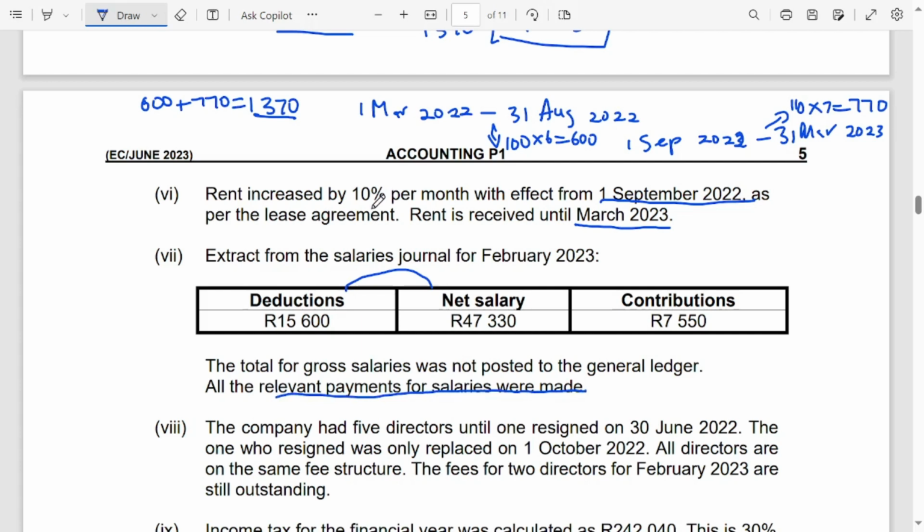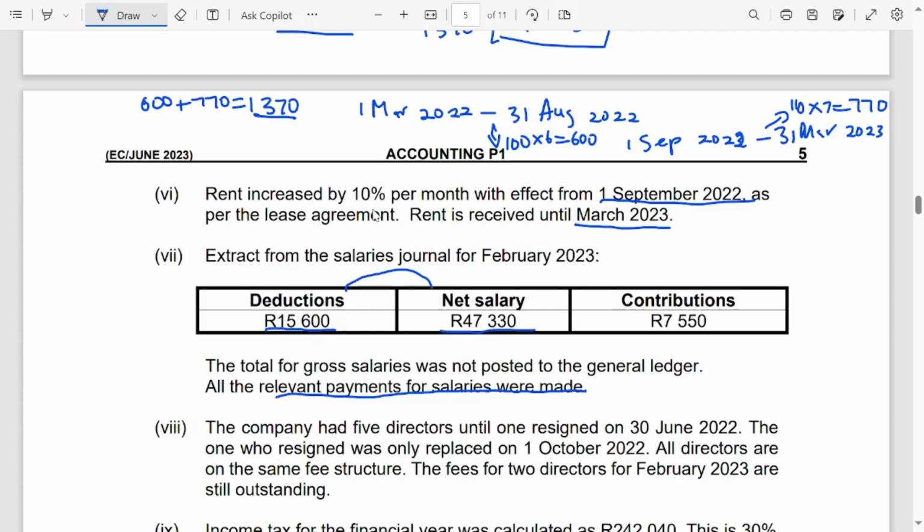So it means that these deductions and the net salary are not an accrued income. It's not an accrued expense because the payments were made. It's just that they forgot to post to the ledger. Remember, the accrued expense is when we did not pay. We still need to pay. This one is not an accrued expense. I just said it was not posted. So let's go and record it.